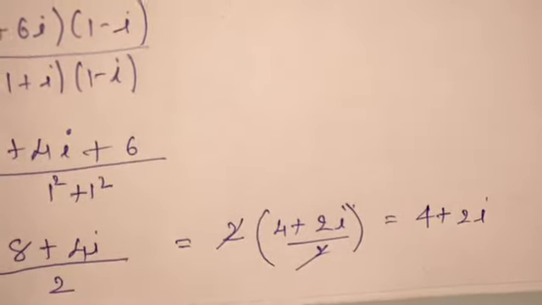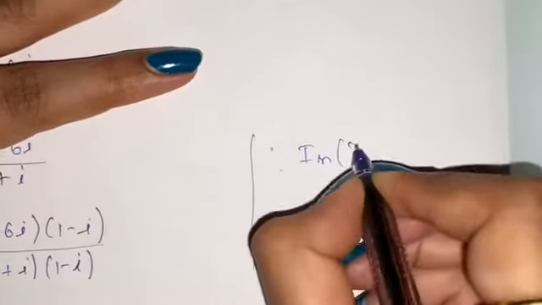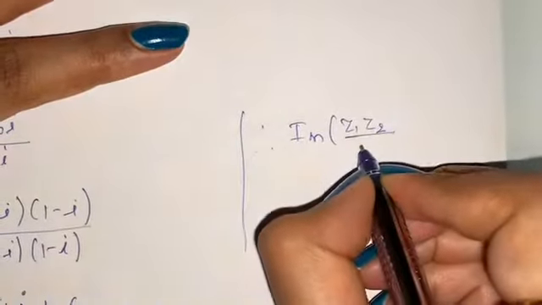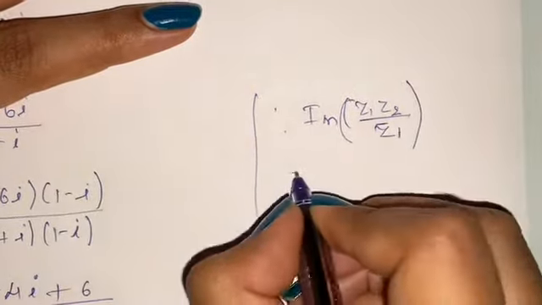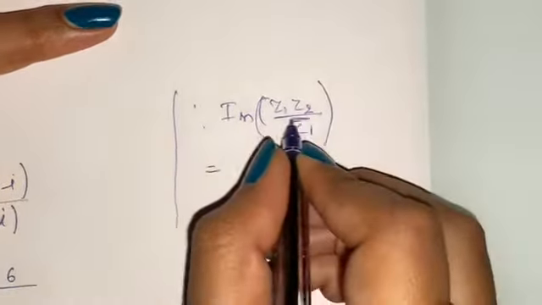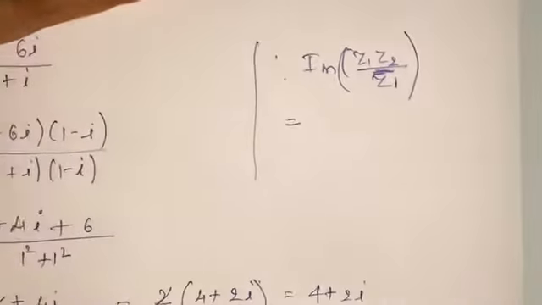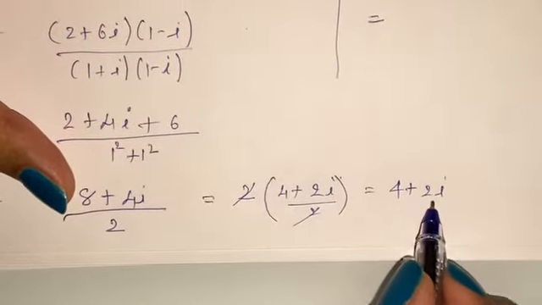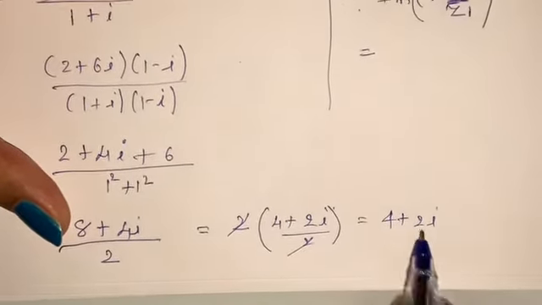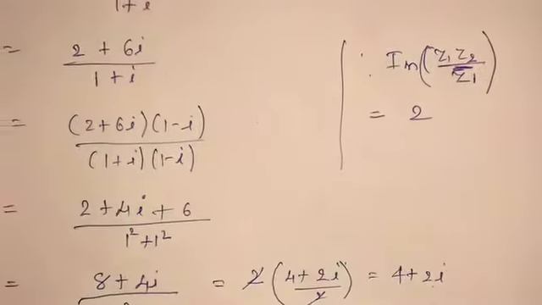Okay, therefore the imaginary part of z1 z2 by conjugate of z1, or z1 bar, is equal to, what is the imaginary part? The imaginary part is nothing but this one. This is called the real part, this is called the imaginary part. We have already studied. Okay, so what will be the imaginary part? 2. Clear? One more example I am giving.